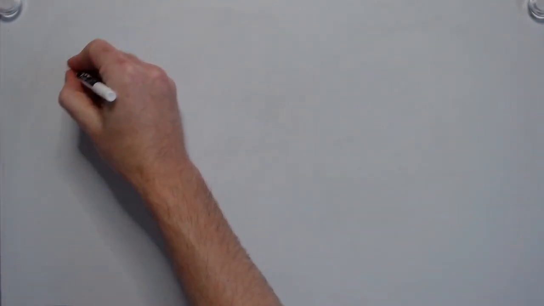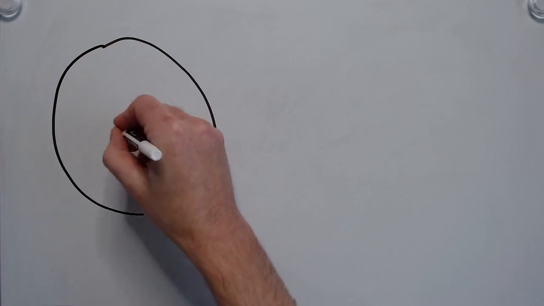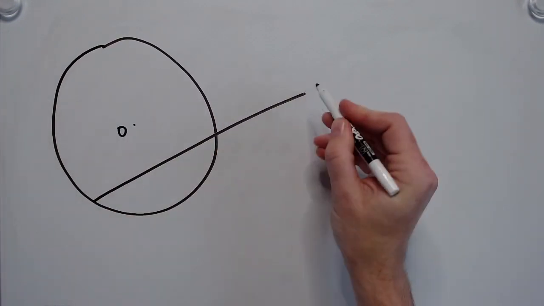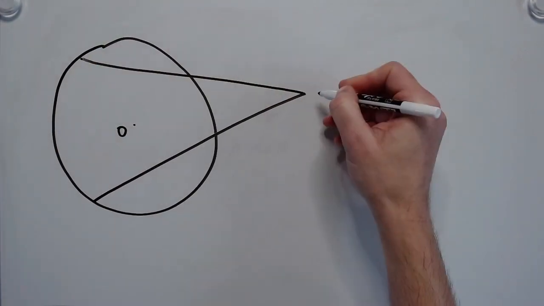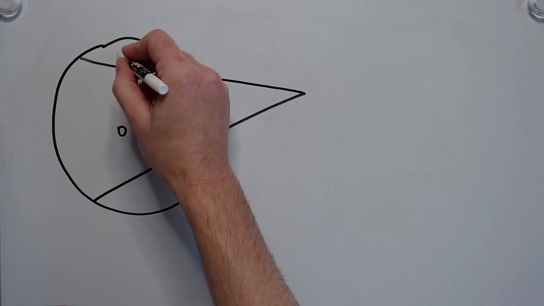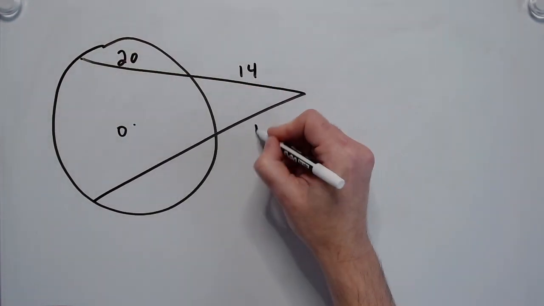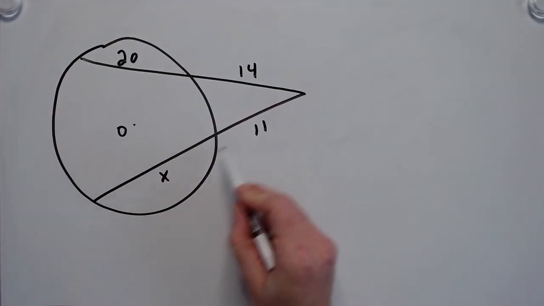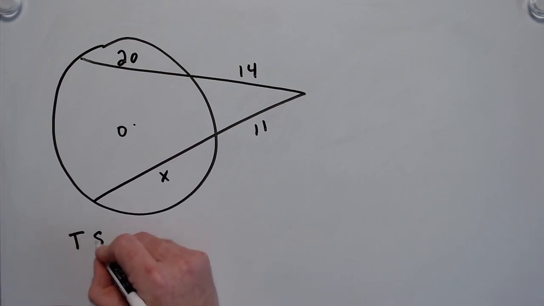All right, another fun circle like this. It's a circle O, of course. What I'm going to do is draw two secants that intersect on the exterior of the circle, way out here. We're going to say that this is 20, this is 14, this is 11, and this is the length that we're trying to find. And this time we're going to use theorem 81.